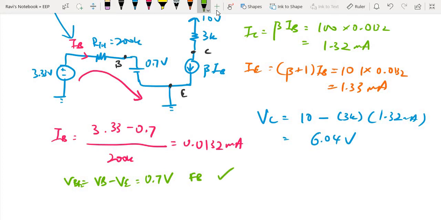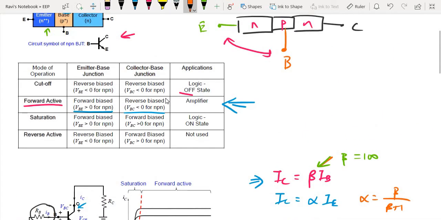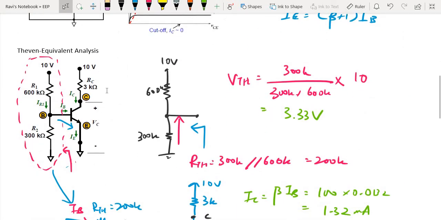And we want VBC to be negative. So let's calculate VBC. VBC is VB minus VC, which is 0.7 minus 6.04, which is negative 5.34 volts, which means it is reverse bias. So the second condition is fulfilled. Since both conditions have been fulfilled, VBE greater than 0 and VBC less than 0, we can say that this transistor configured in this particular circuit is configured to operate in the forward active region. That means it is designed for amplification purposes.